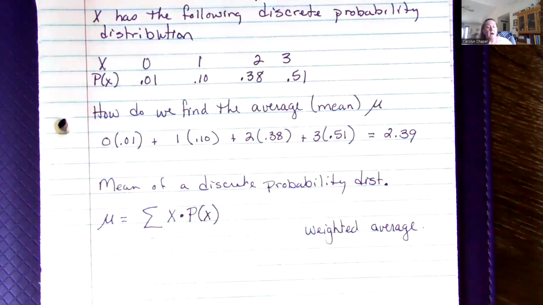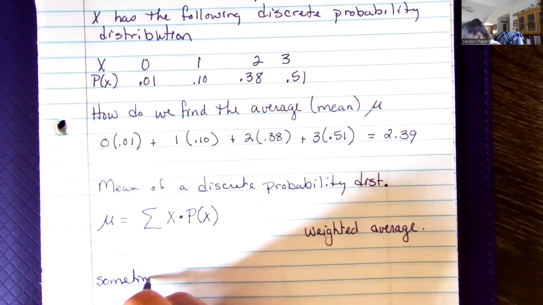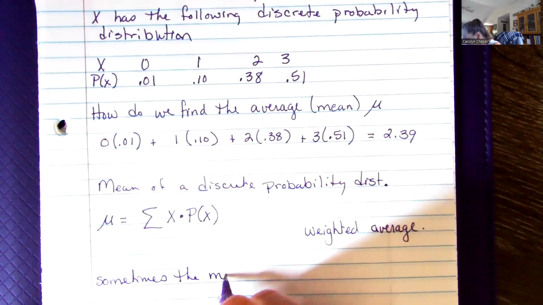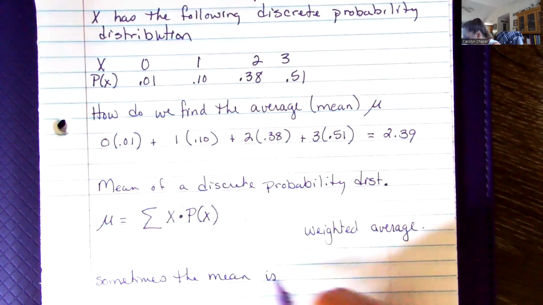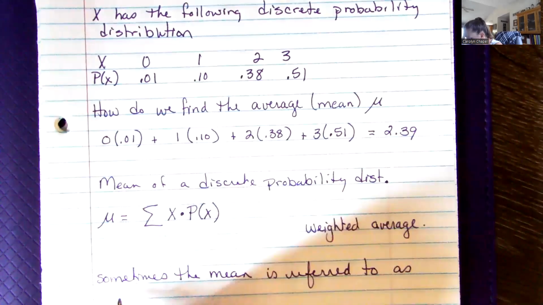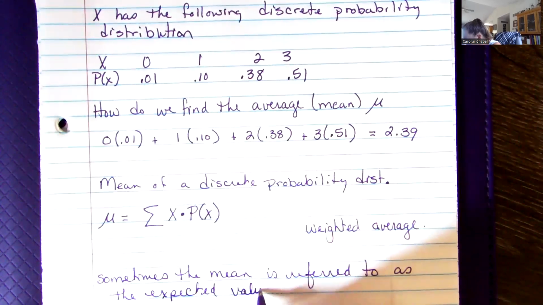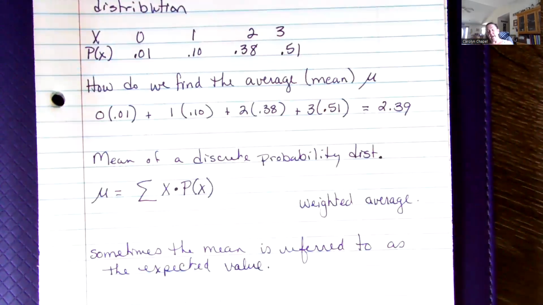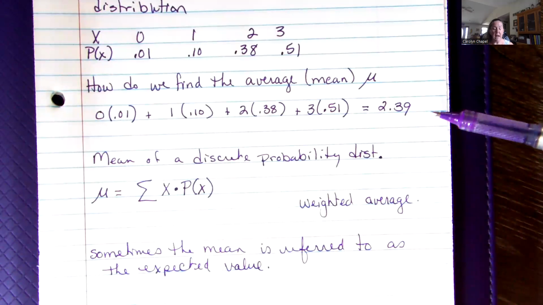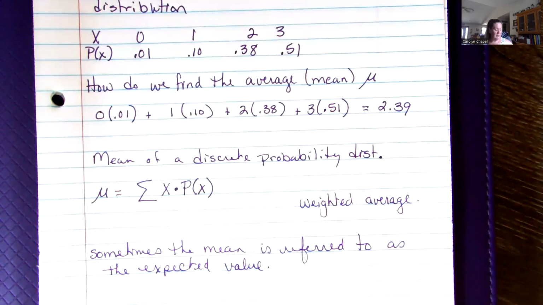Sometimes we don't always call this the mean. Sometimes the mean is referred to, in this instance, as the expected value. Because we expect over time to have them make 2.39 out of those 3 shots. So it's kind of like what we expect them to do.